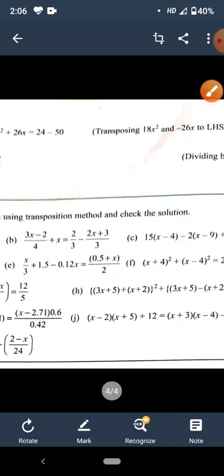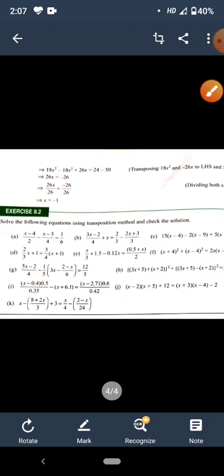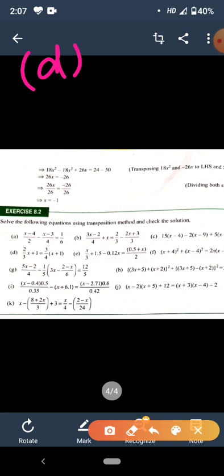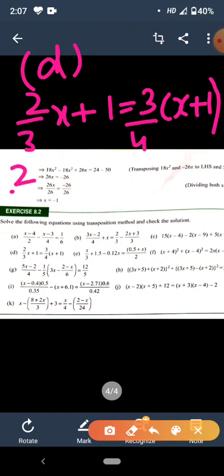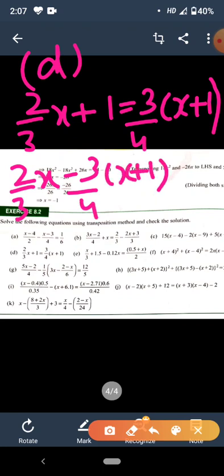Let us take one more part, that is D. Let us take D part. 2 upon 3 x plus 1 is equal to 3 upon 4 x plus 1. So firstly collect the variables together. Okay, so this is 2 by 3x, take 3 by 4 x plus 1 on the left hand side.